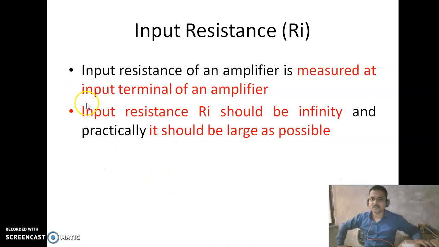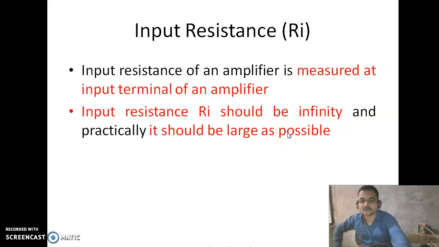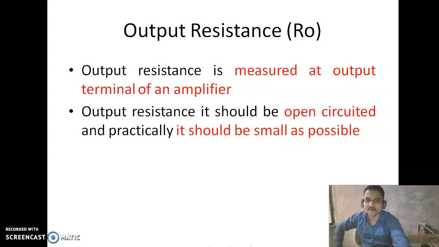So, the input resistance of an amplifier is measured at the input terminal of the amplifier. The input resistance Ri should be infinite, and practically it should be as large as possible. This is the basic condition if you want to design an amplifier. And the output resistance is measured at the output terminal of the amplifier. The output resistance should ideally be zero, and practically it should be as small as possible.